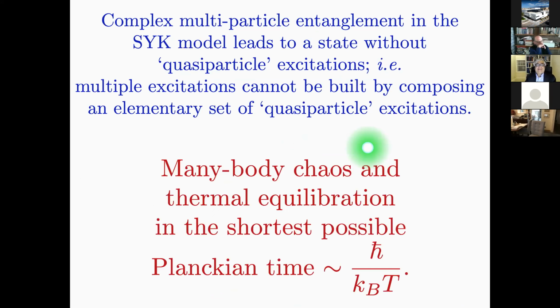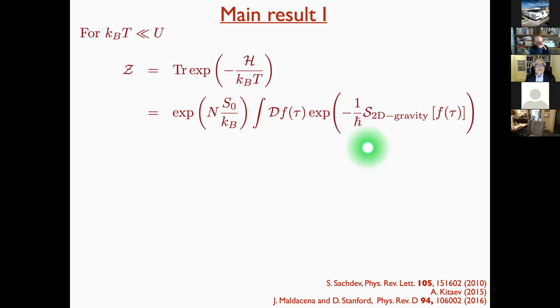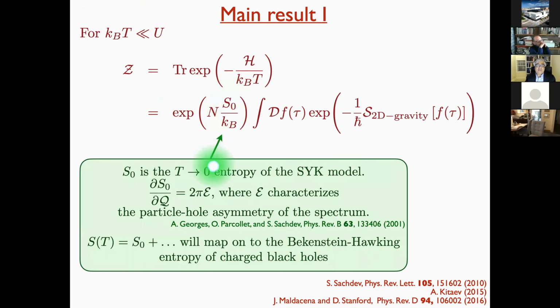Okay. So what's one of the basic statements of this? Say I'm looking at low temperatures and I'm computing the partition function of this Hamiltonian. Well, the claim is that you can write it this way. There's an overall prefactor which effectively gives you this number S0, the limit of the 0 temperature entropy. And this S0 doesn't depend on any details of the model except the charge Q.